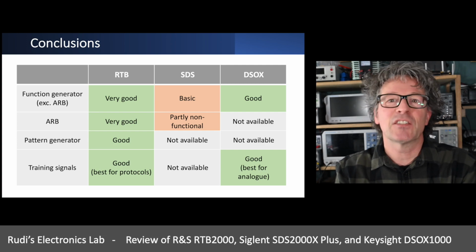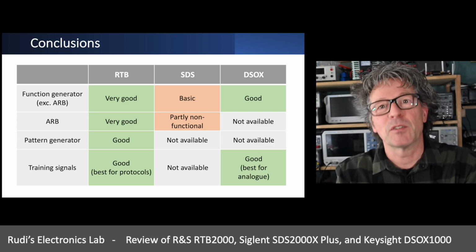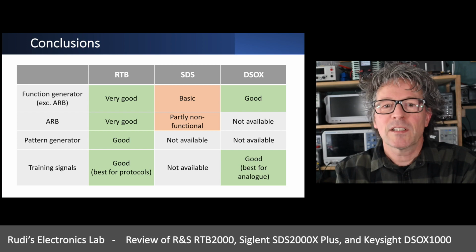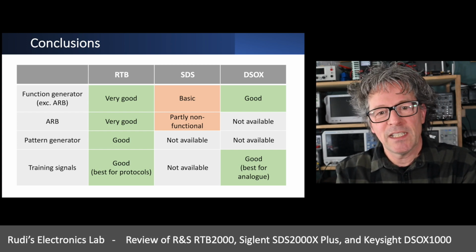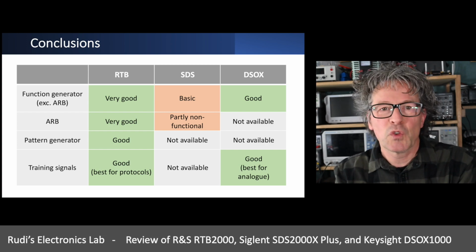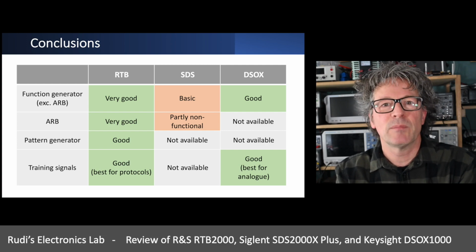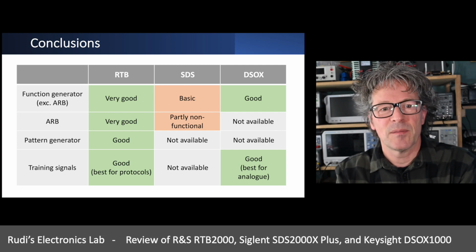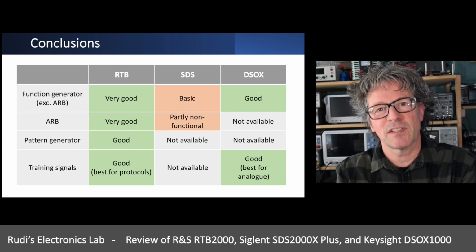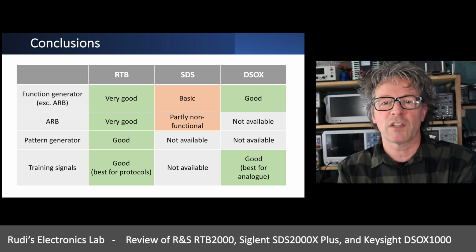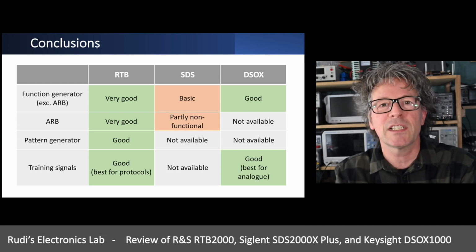And the DSOX does not have an arbitrary waveform generator. When it comes to pattern generator, the one on the RTB is very good. There's of course not that much reference material because there are not so many pattern generators that have that type of shape there, but I think it's a useful functionality, not available on the Siglent or the Keysight.